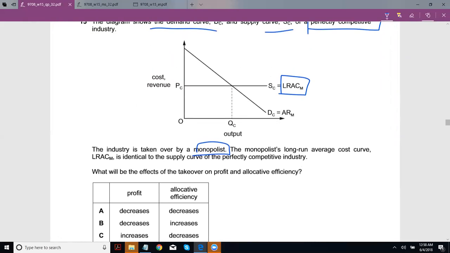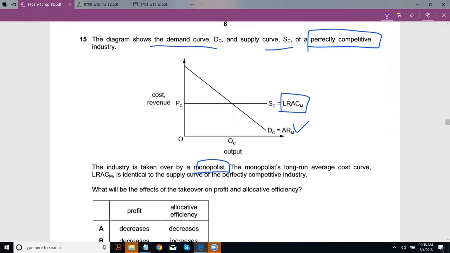And your demand curve should really still be this, because the demand shouldn't really change that much. They haven't told us that demand changes, so we'll just assume that the demand curve is the same, which means your MR curve is something of this sort. It falls twice as fast. So MR should be equal.